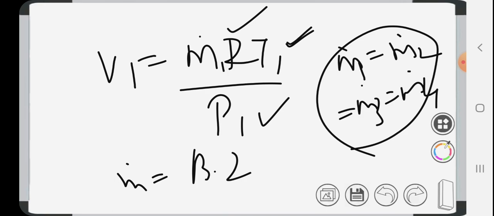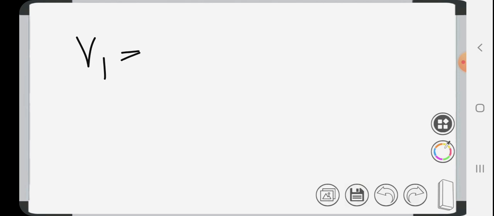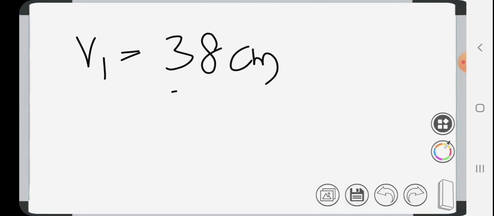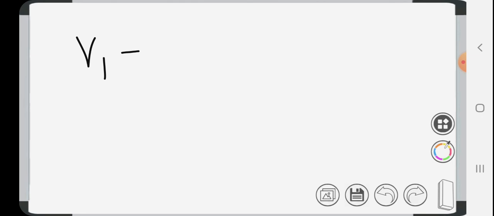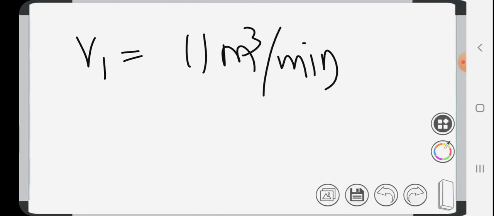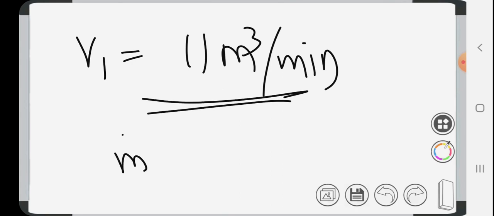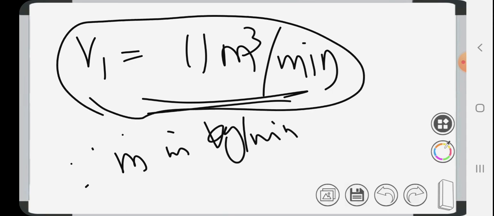So T1 known, R known, P1 known, M known, everything is known. So you will get V1 as, you should be consistent with your units, okay? Not 38 centimeter. So you will get a value around 11 meter cube per minute. Since mass is in kilogram per minute, your unit of volume will be 11 meter cube per minute.